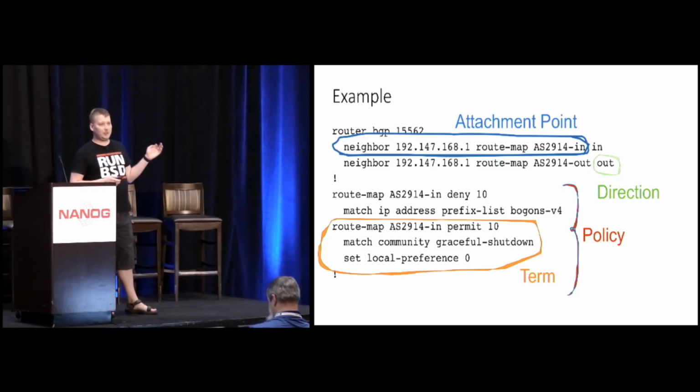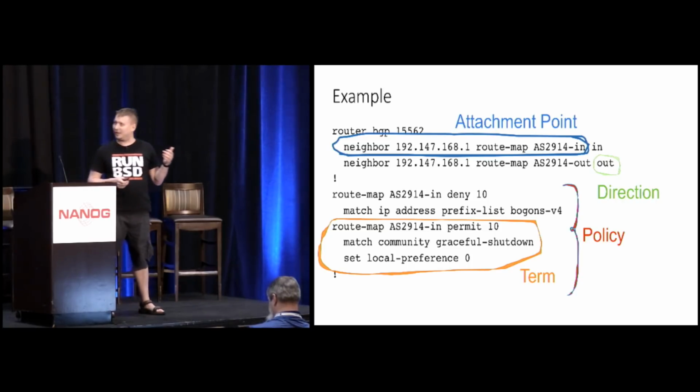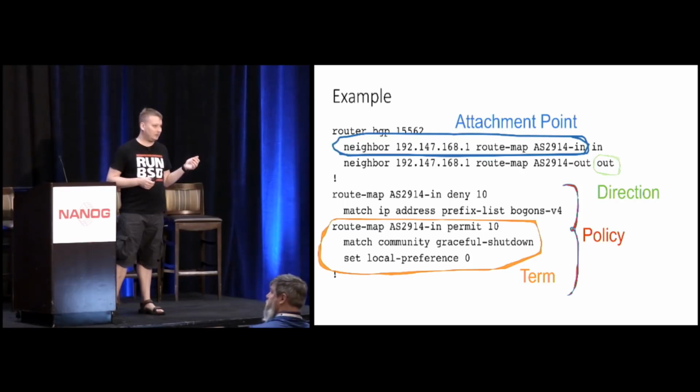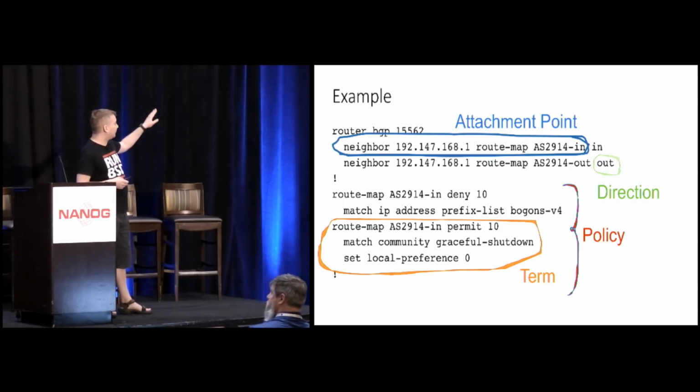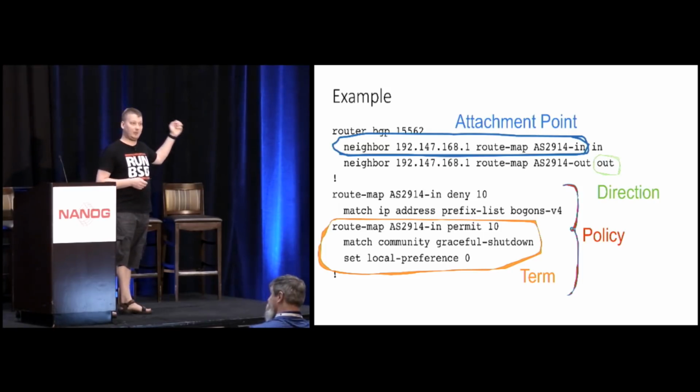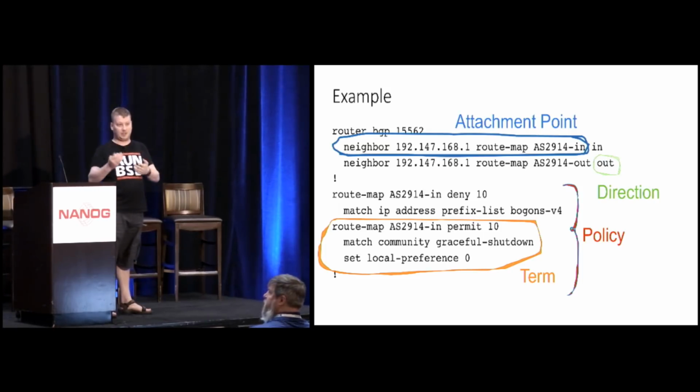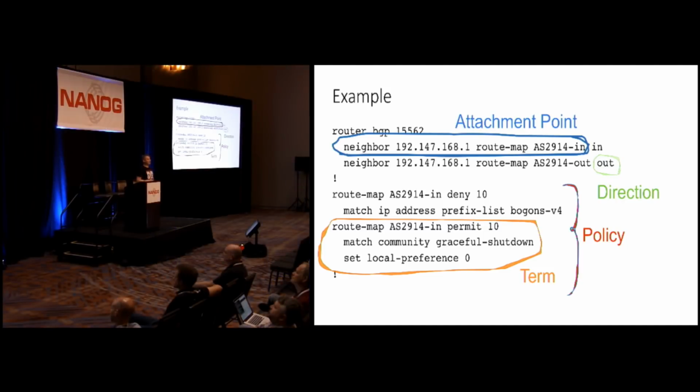If we take an iOS example, I chose iOS because this is readable to most of us. The blue encircled part is what I call an attachment point. This is where we associate a routing policy with a specific neighbor. And crucial to the attachment point is the directionality. Does this apply on stuff we receive or stuff we are sending?